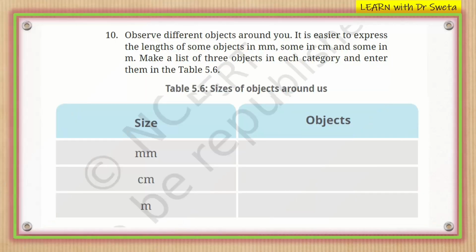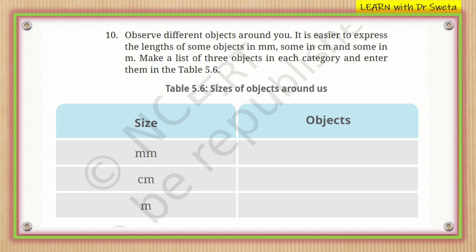Next question is, observe different objects around you. It is easier to express the length of some objects in millimeter, some in centimeter and some in meter. Make a list of 3 objects in each category and enter them in table 5.6.